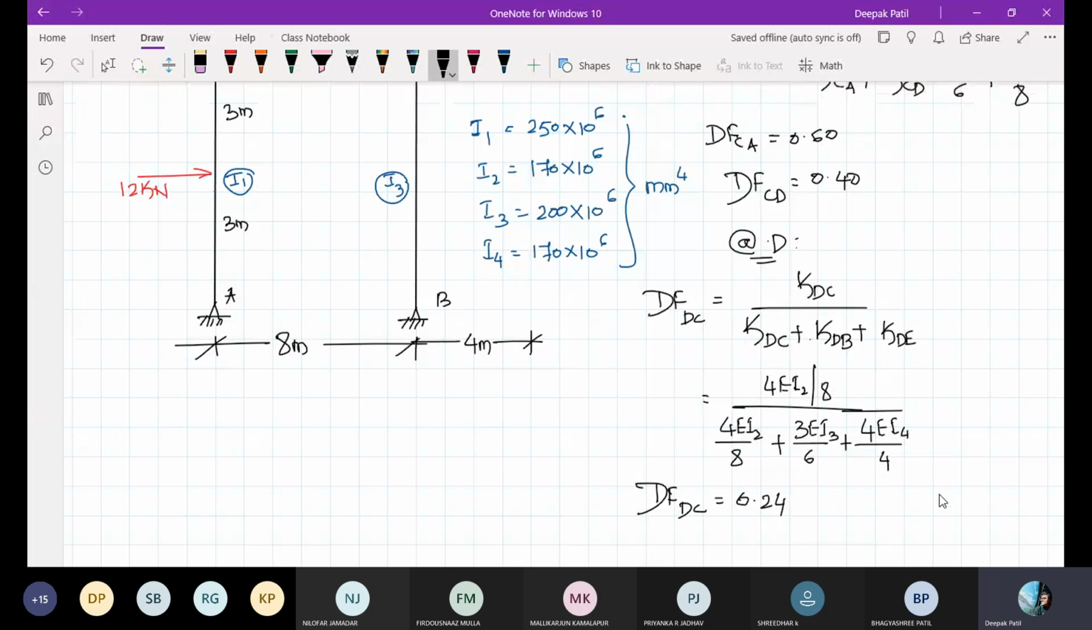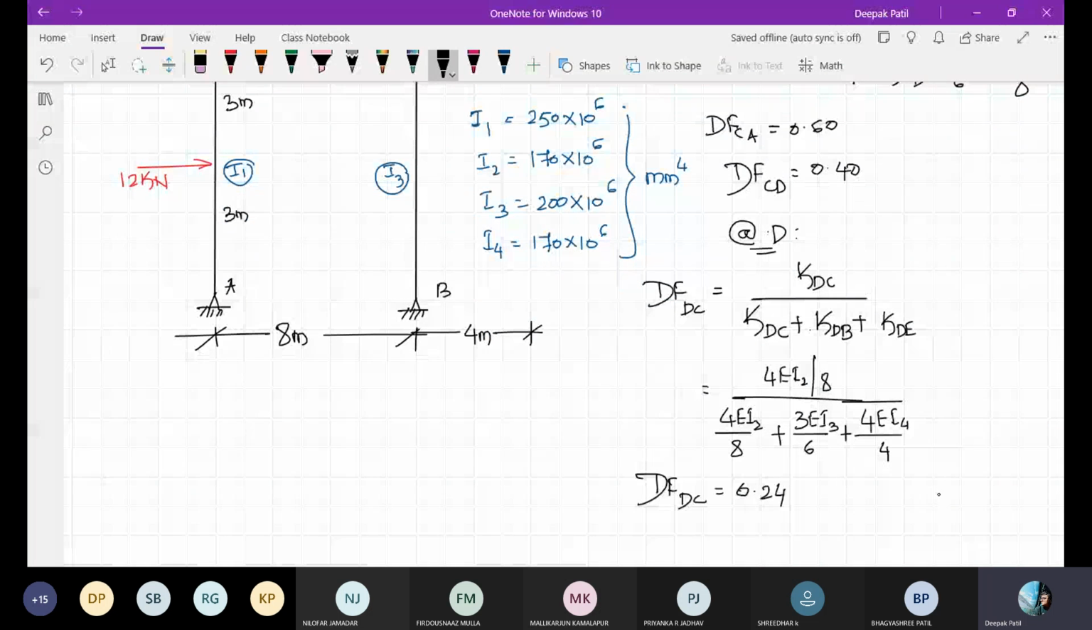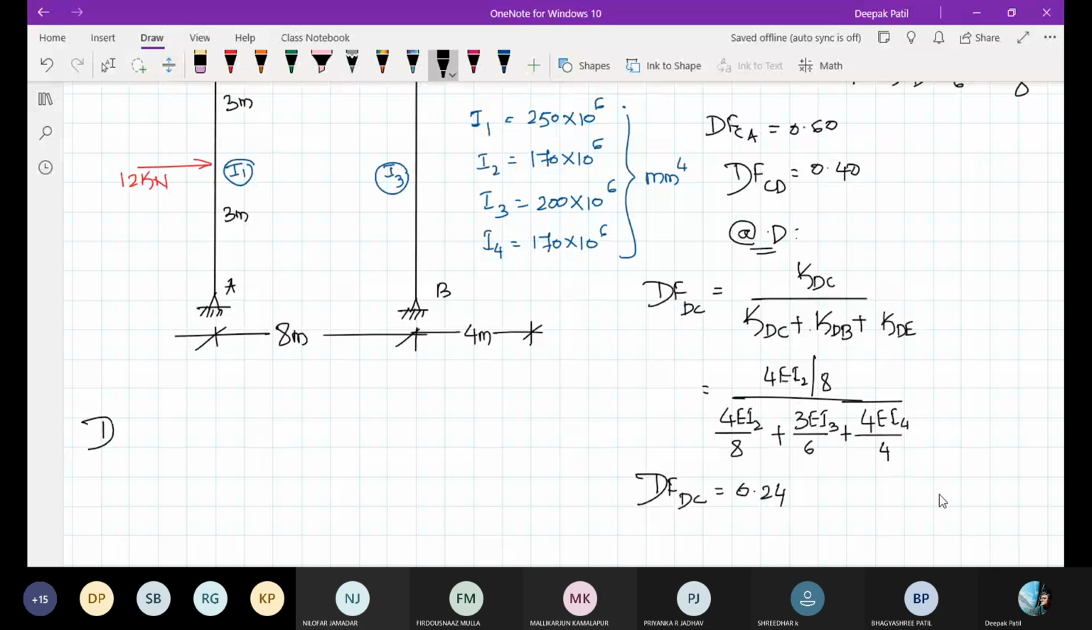Okay, then I will calculate that of dB. Distribution factor dB is equal to kdB, the same terms will come, kdc plus kdB plus kDE.